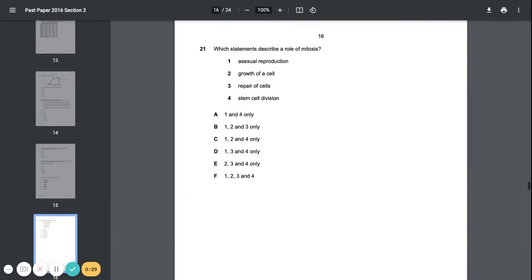Question 21. Which statements describe a role of mitosis: asexual reproduction, growth of a cell, repair of cells, stem cell division? So asexual reproduction is true, growth of a cell will be wrong, repair of cells will be wrong. That's all a part of the cell cycle. So it'll be 1 and 4. That's option A.